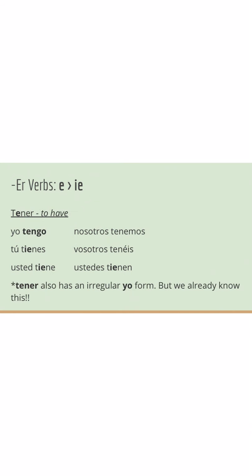Another E to IE, this one we've actually worked with quite frequently. We might not have just noticed the stem change that we've been substituting. So tener is this verb that is to have. We are very familiar with that yo form. We have yo tengo. And you might notice that that is completely different than the verb itself. And that is because tener also has an irregular yo form. I like to call tener and verbs like this to be extra irregular. Because not only do they have a stem change, but they also have a special yo form.